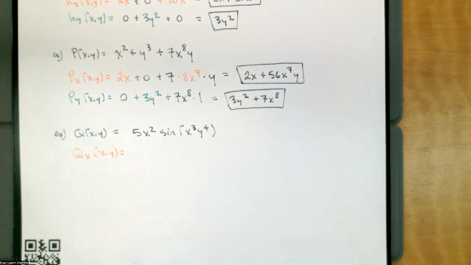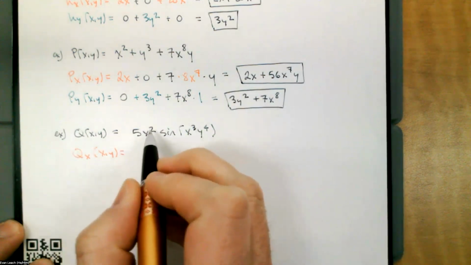The reason that we have to use the product rule is that there's a function of x, 5x squared, and another function of x, sine of x cubed. There's two functions of x joined by multiplication, so it's a product rule. And the derivative of the second is going to be a chain rule. It's the derivative of sine of some junk. Right now, we're looking at that y to the fourth is just a constant. This might as well be 5x squared times the sine of 4y to the third.